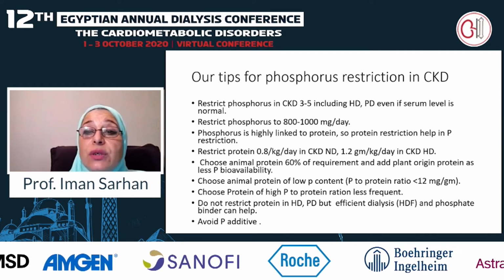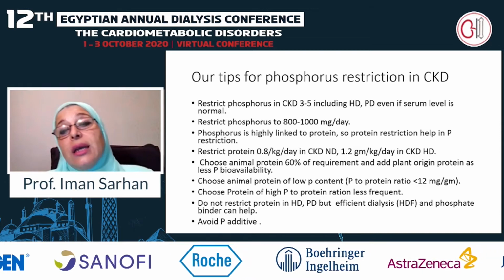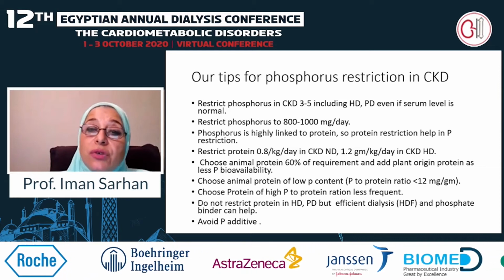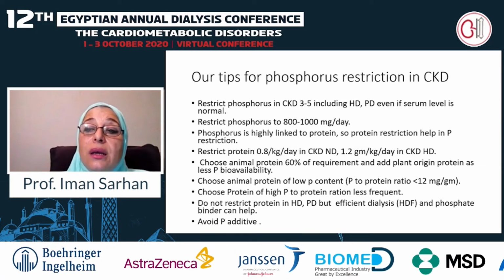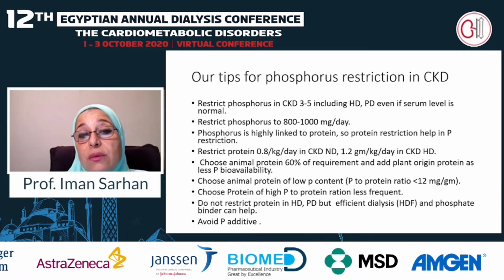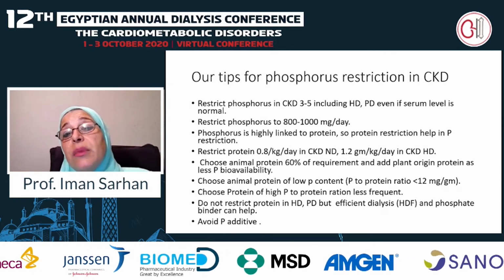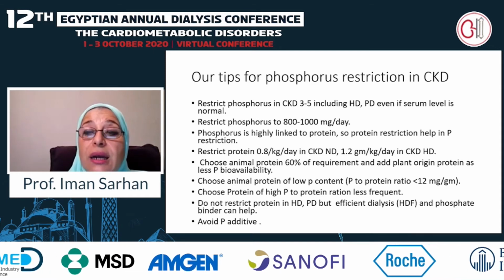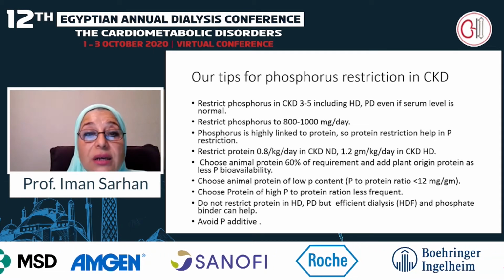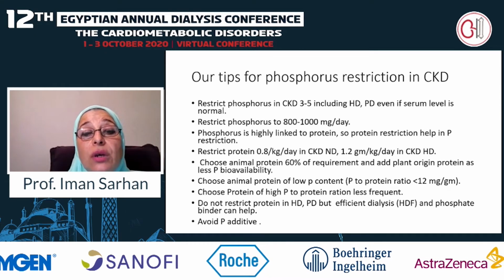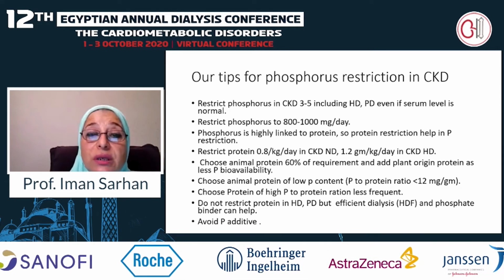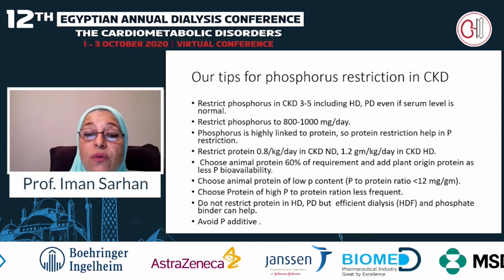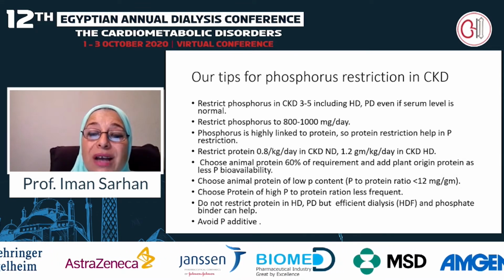فوسفورس لينكد للبروتين وبالتالي بروتين ريستريكشن هيهلب معايا اعمل فوسفورس ريستريكشن. البروتين ريستريكشن بيبقى 0.8 جرام في كل السي كي دي نون داياليسيس وبيبقى 1.2 جرام للعيانين السي كي دي على الداياليسيس، 1.3 جرام بر كي جي للعيانين اللي على بريتونيال داياليسيس. دايما نختار انيمال وبلانت بروتين، حوالي 60% انيمال و40% بلانت اوريجين بروتين لانه عنده فوسفورس لو بايو افيلابيليتي.